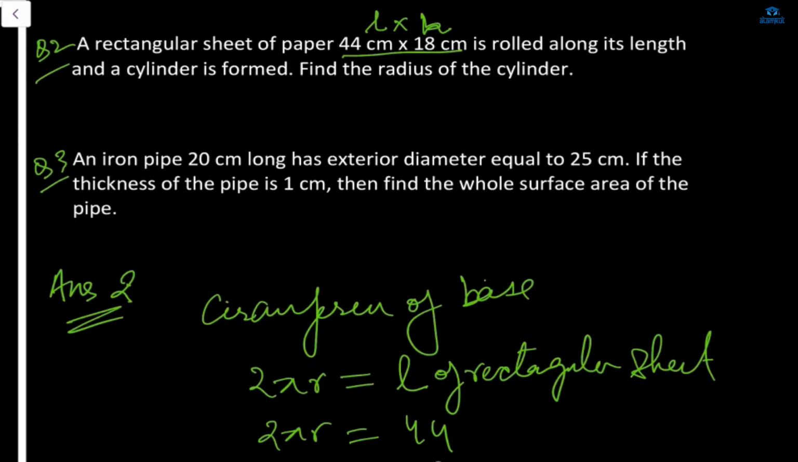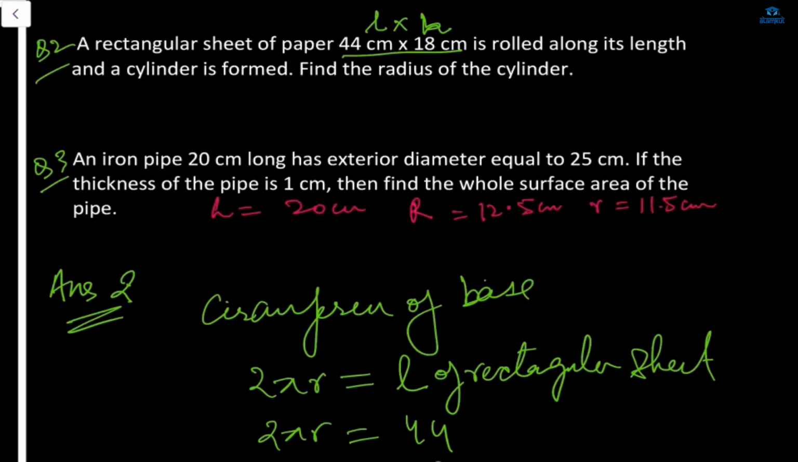H is given in this question. H is equal to 20 centimeter. I'm not writing exterior radius or interior radius: capital R is for exterior, small r is for interior. So R is equal to 25 by 2 because it's a diameter, which means 12.5 centimeter. And small r will be what? Thickness is 1 centimeter. For the inside one you subtract 1 centimeter, so it will be 11.5 centimeter. Find the whole surface area of the pipe.